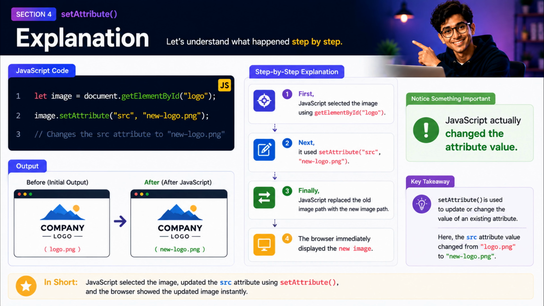Explanation. Let's understand what happened. First, JavaScript selected the image using getElementById. Next, it used setAttribute, src, new-logo.png. Finally, JavaScript replaced the old image path with the new image path. The browser immediately displayed the new image. Notice something important. JavaScript actually changed the attribute value.